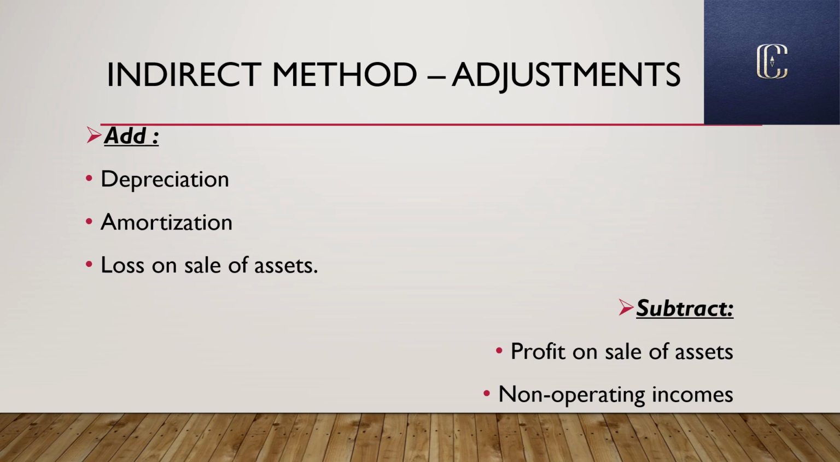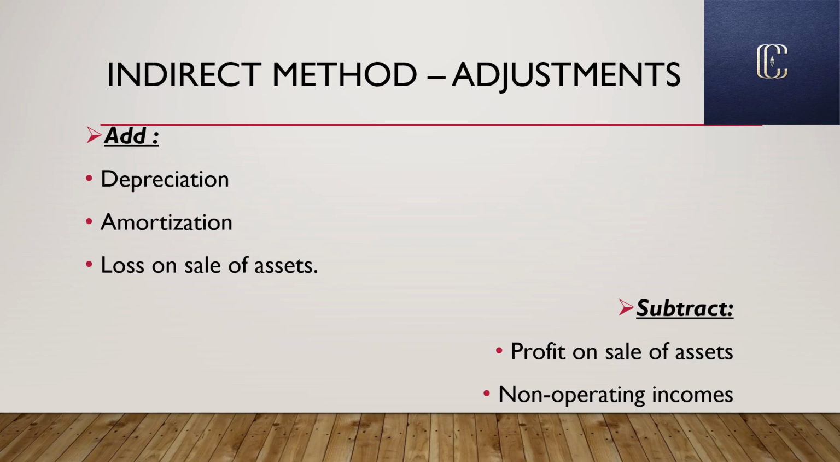Adjustment summary table. The adjustment type is depreciation; the treatment is add back, because there is no cash outflow. Amortization is once again the same thing: add back, with no cash outflow, just like depreciation. The third one is loss on asset sale. That's add back, because the loss already reduced profit.